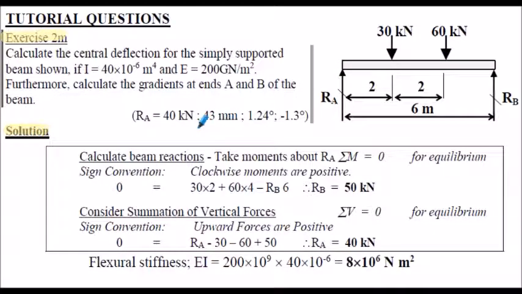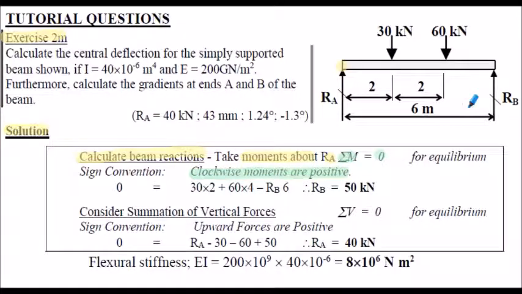The first thing we need to do is calculate the beam reactions. And this goes back to our previous presentations where we had to calculate beam reactions by taking moments about a point. We're taking moments about RA in this particular case. For equilibrium, the summation of all the moments about point A must equal 0, and we've got clockwise moments are positive in this case.